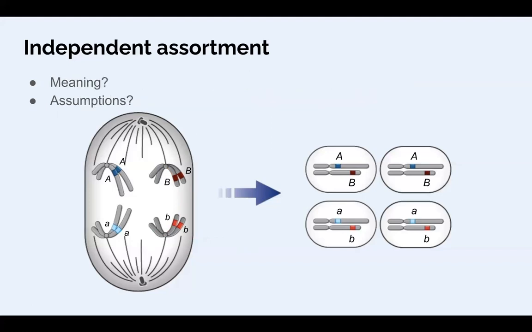Okay, so independent assortment, we think we talked through this pretty well. So genes assorting their alleles independently from each other. And the basic assumption here, if we want to use the rules of probability of a 1/4 chance of a certain gamete genotype, is that we need to assume that A and B are in fact independent and not linked together.